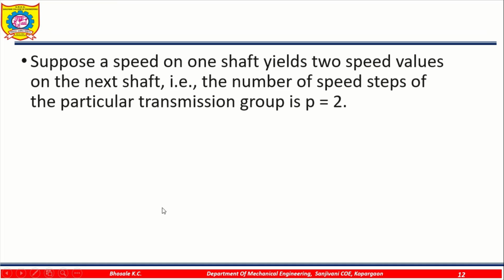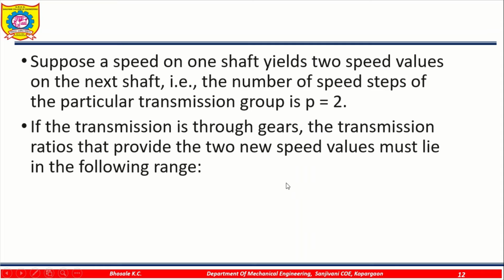Then suppose speed steps on one shaft, which will give us two speed values. From one input shaft, we have one input, and on that input shaft there can be 2 gears. From that we will get 2 speed values. So the number of speed steps of the particular transmission group will be P equal to 2. So speed steps will be denoted by P, that is 2.